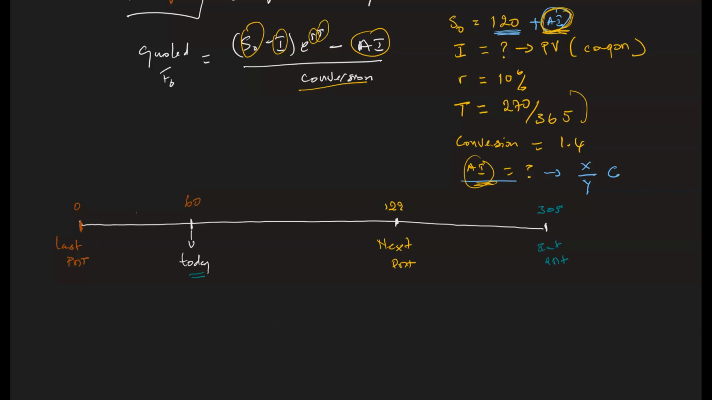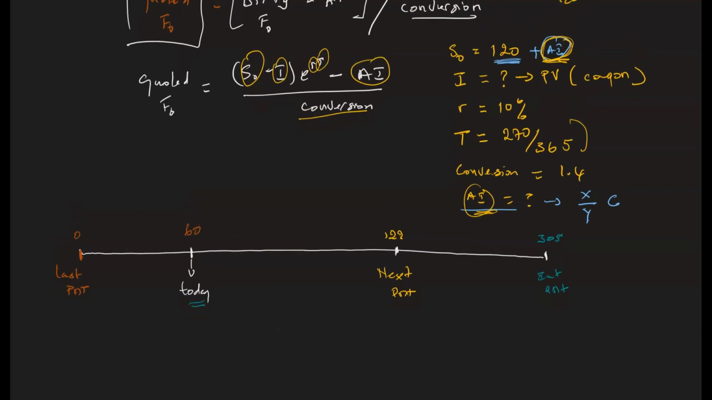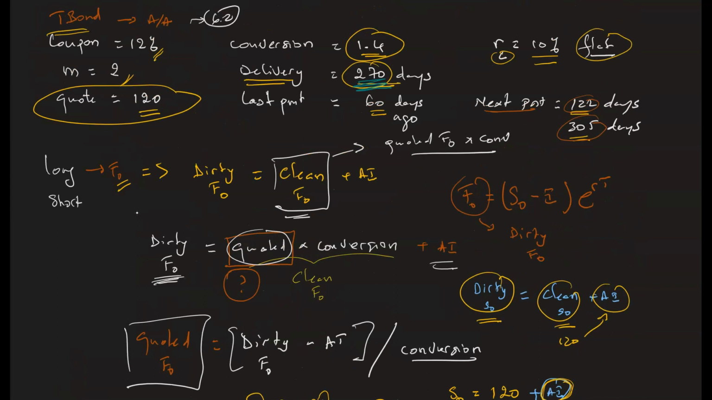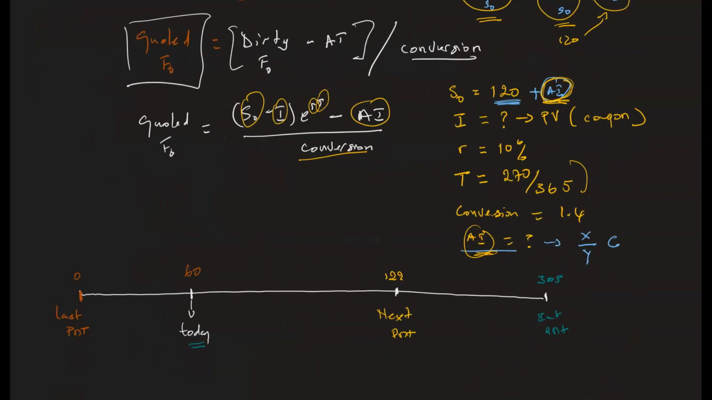Now, what we need to do here is to find where our delivery date is. Our delivery date is going to be in 270 days, right? That's what we're told here, 270 days. So we go all the way here and we say, well, 270 days is going to place us somewhere around here. So that's going to be 270 days from today. We had 60 days from this date.